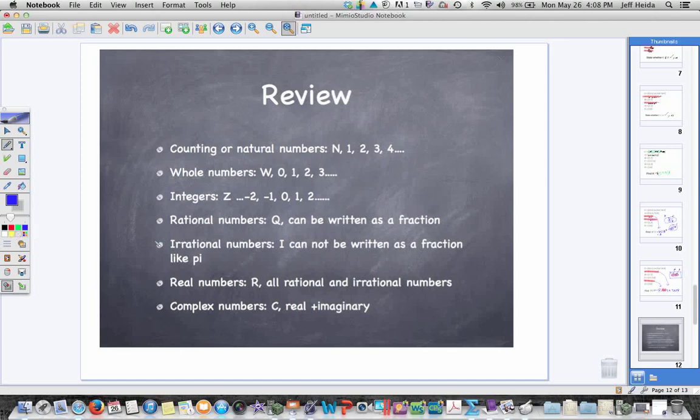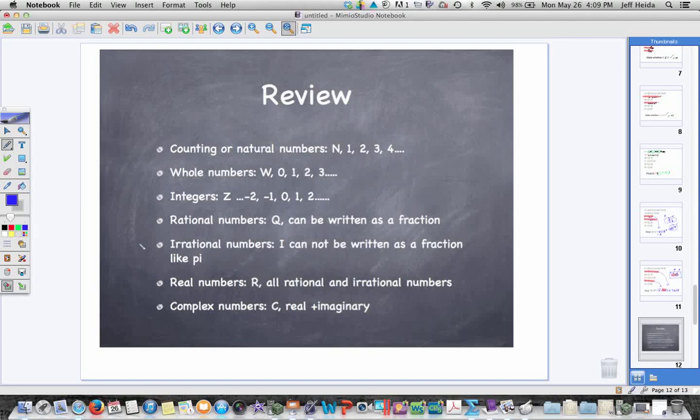Rational numbers, which are Q, you've heard them in the past. Mrs. Jenkins last year said that you can write them as either a terminating decimal or a repeating decimal. I prefer to use a different definition. It means the same thing, but I prefer to say that you can write it as a fraction, because this year we will be doing a lot of fractions, a lot of exact values.